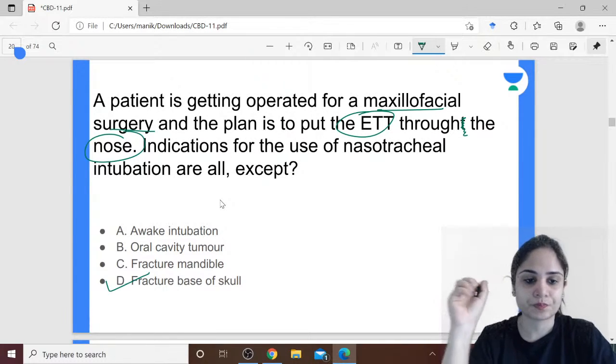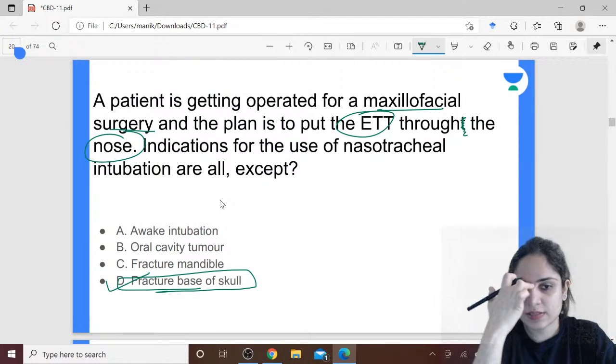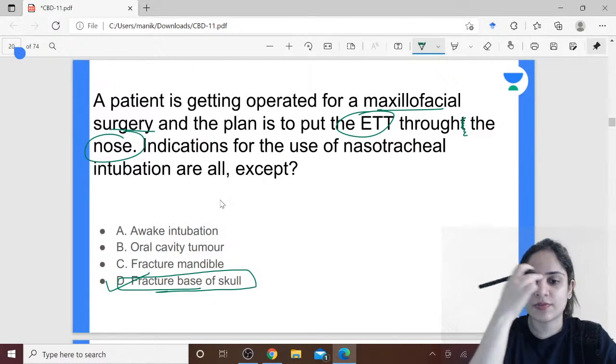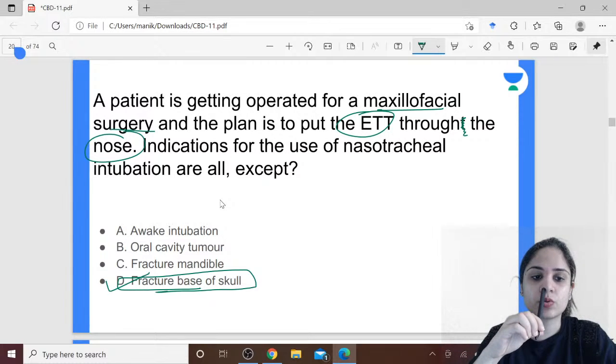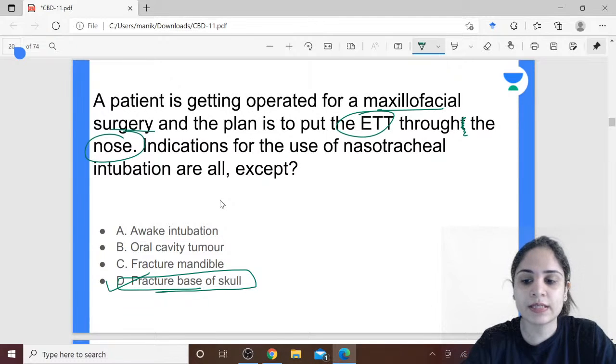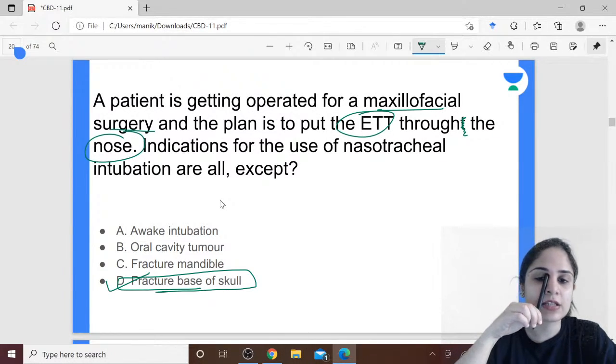Now, if I put the tube through the nose for a fracture base of the skull, which is nothing but my cribriform plate being fractured, correct? What is the problem with that? The problem is that when I put the tube inside, it can actually go through the fractured cribriform plate and enter into the cranial cavity.